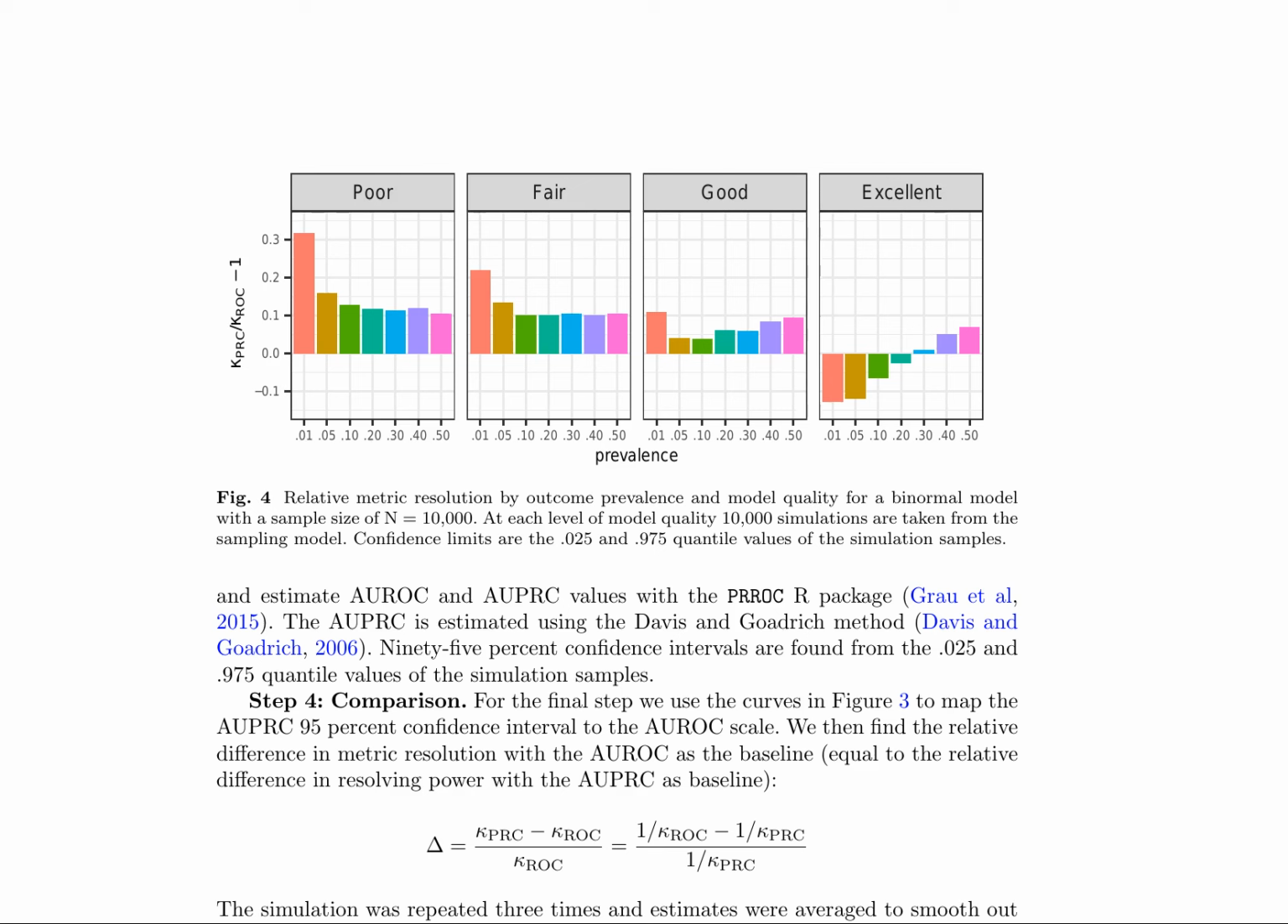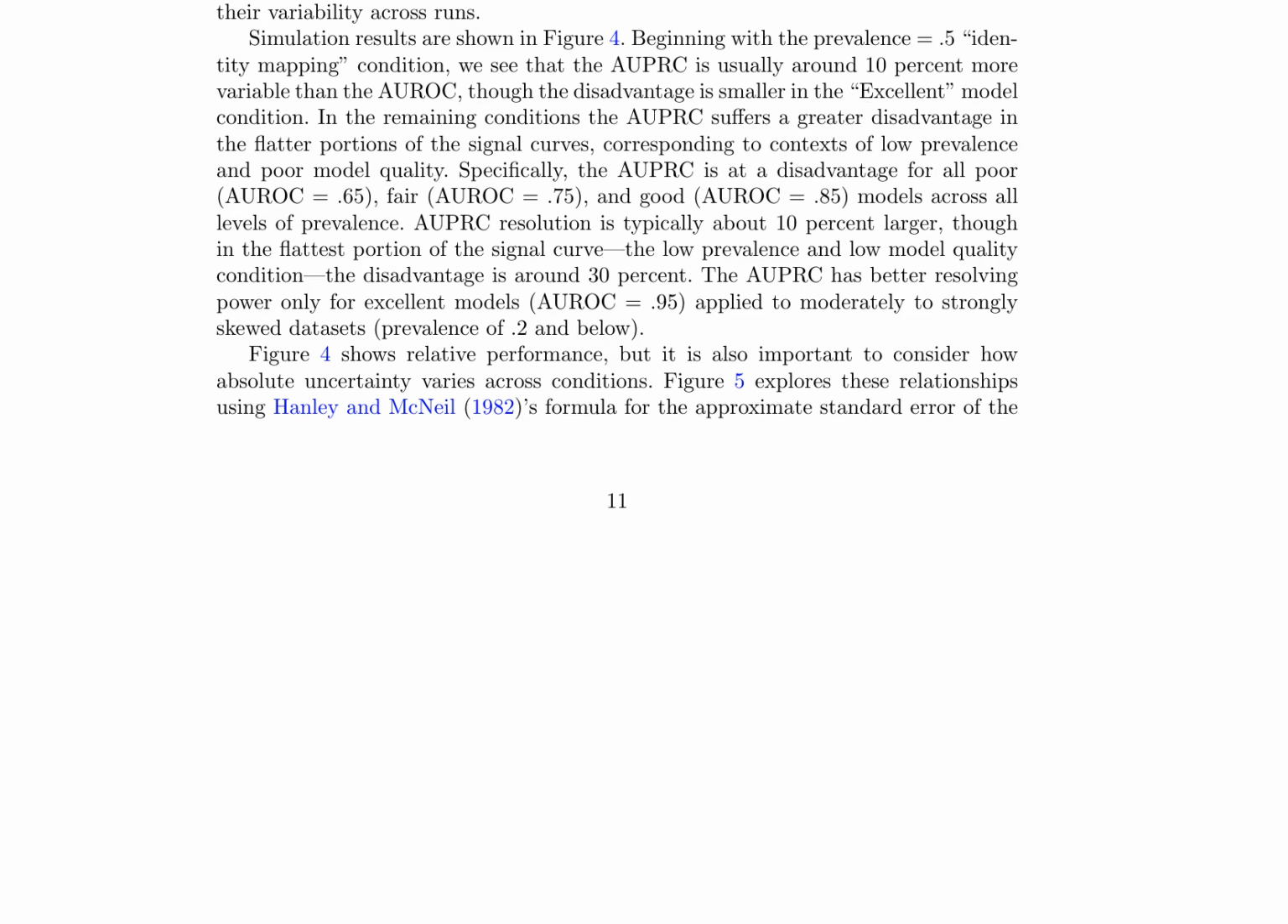In the simulation results depicted in Figure 4, the AUPRC exhibits higher variability than the AUROC, especially in contexts of low prevalence and poor model quality. The AUPRC has a disadvantage in resolving power for poor, fair, and good models across all levels of prevalence, with the disadvantage being most pronounced in the flattest portion of the signal curve, low prevalence and low model quality conditions. However, the AUPRC demonstrates better resolving power for excellent models applied to moderately to strongly skewed datasets.